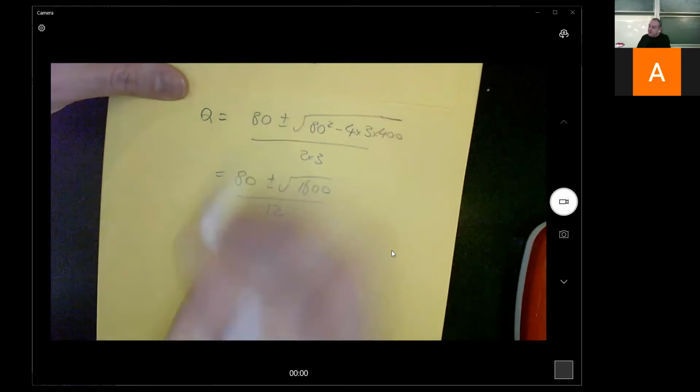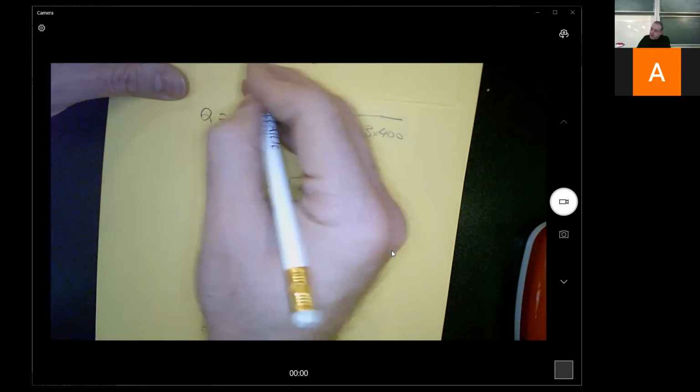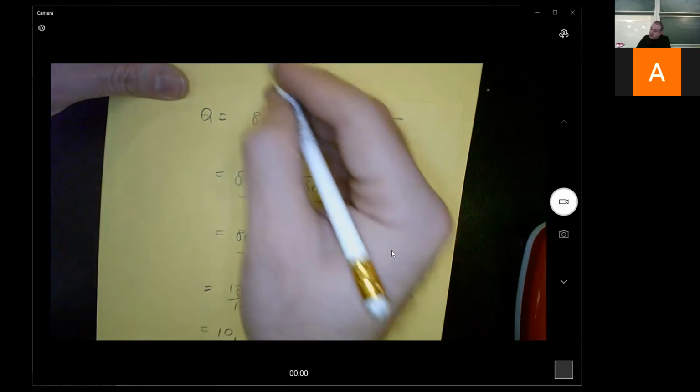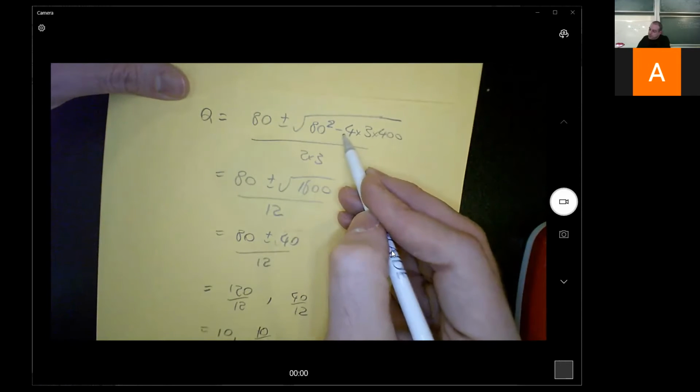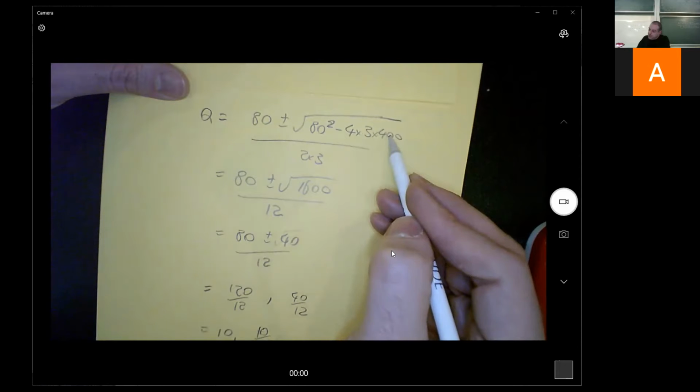Oh, bloody hell. No, that's all right. So minus b, and it was already a minus, that makes it a plus. B squared minus 4 times 3 times 400.